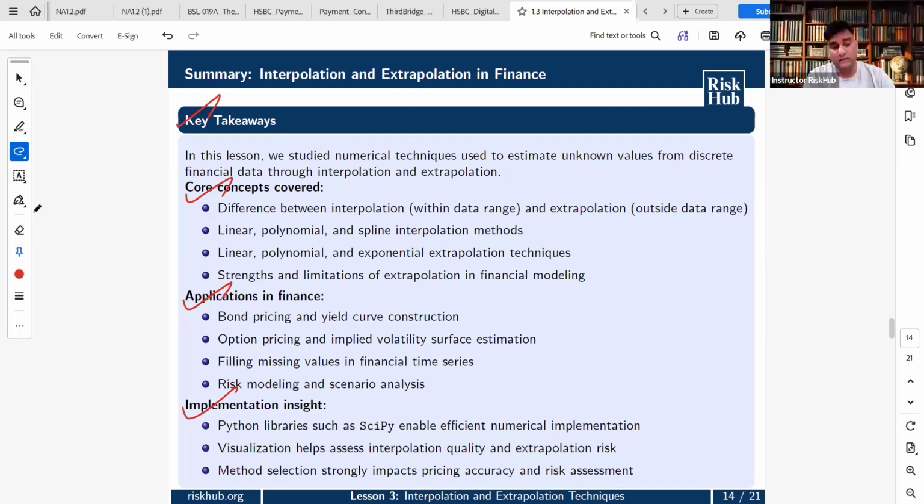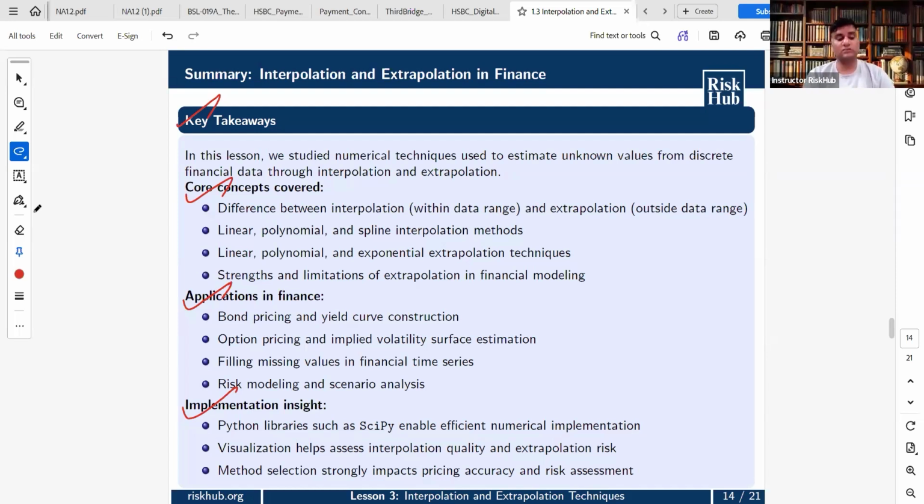The financial application is, if your application is bond pricing, the technique is yield curve interpolation. Application is option pricing, technique is volatility surface interpolation. Application is time series, technique is missing data filling. Application is risk modeling, technique is scenario and stress extrapolation. Application is forecasting, technique is model-based extrapolation.